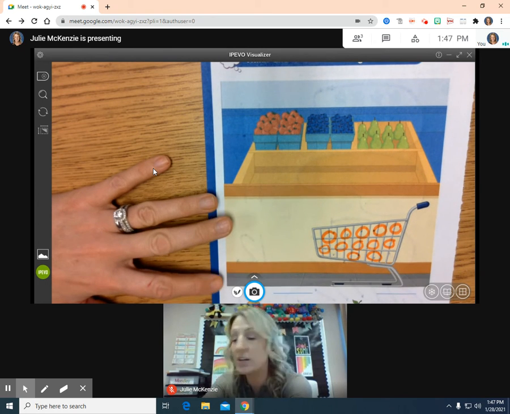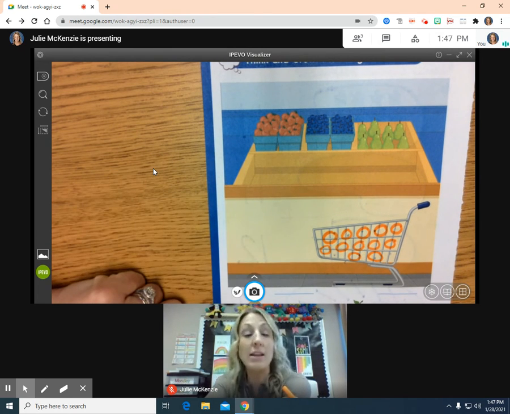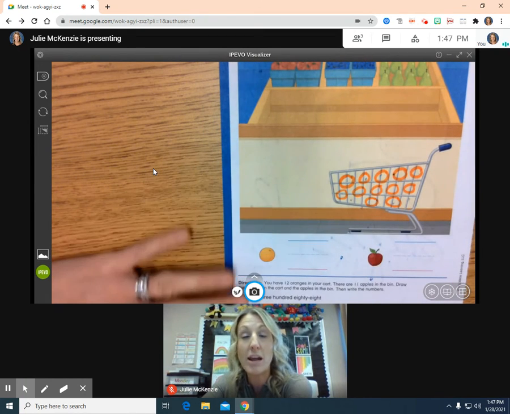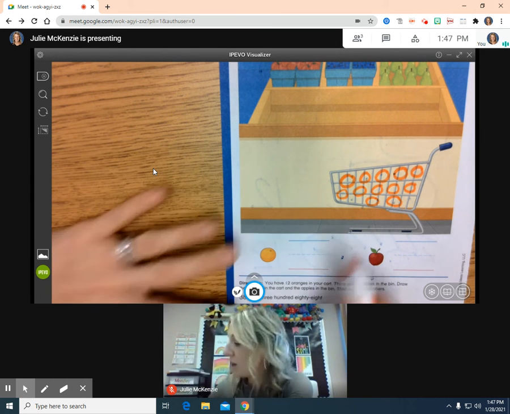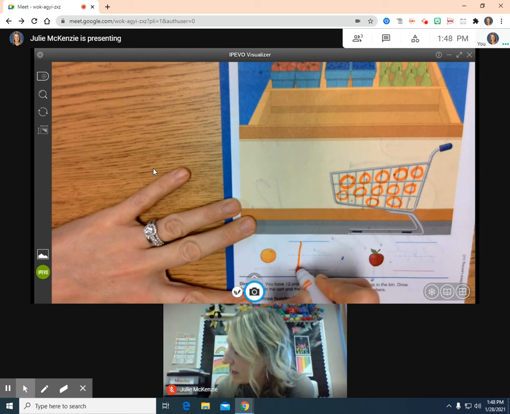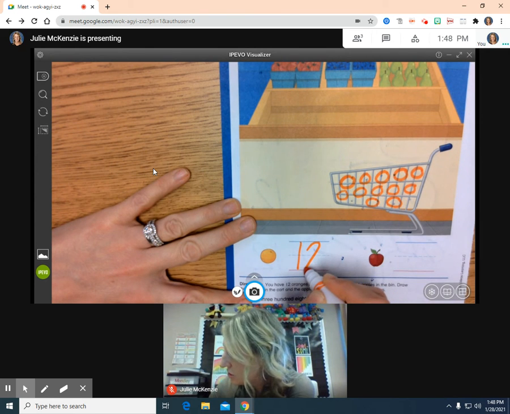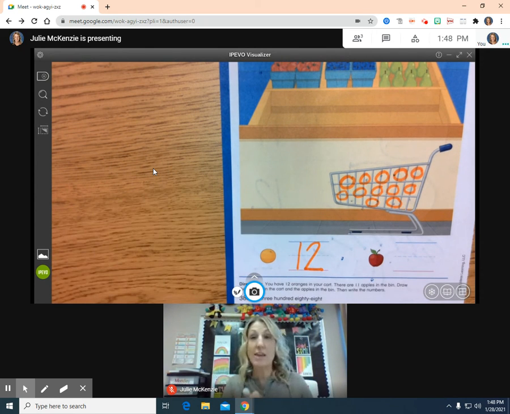So many oranges. Now we have to write the number 12 next to the orange. How do we write a 12? We make a 1 and a 2. Here we go, 12. Make a 1 and then a 2. That is how we write the number 12.